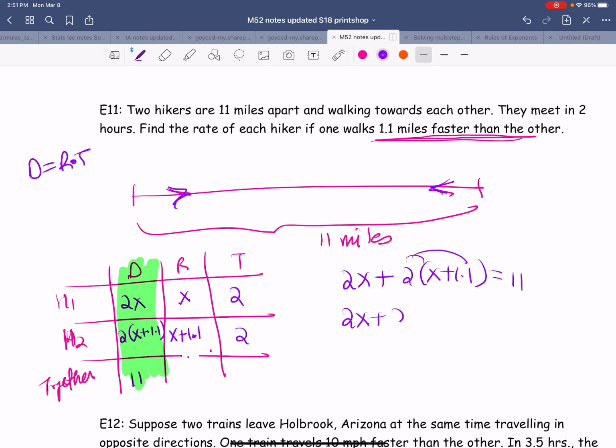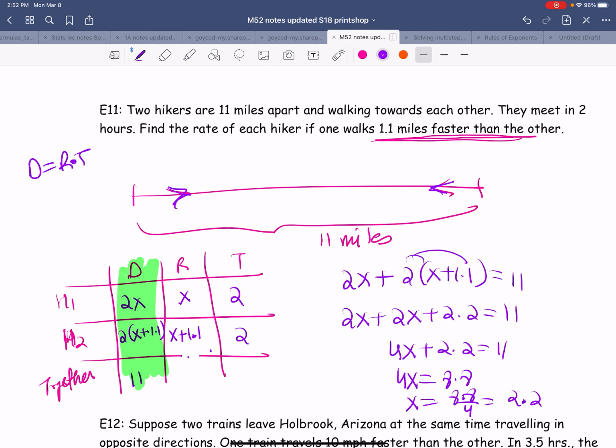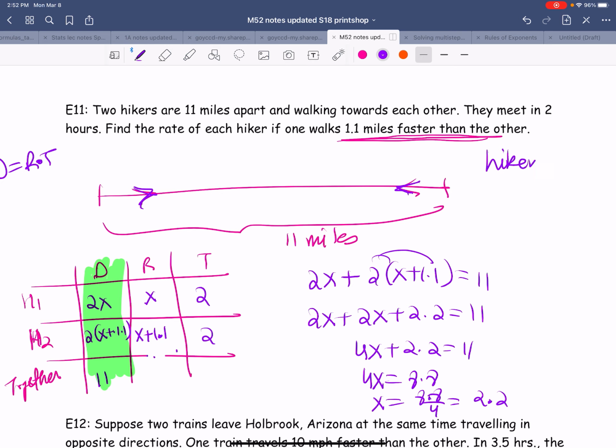Let us go ahead and distribute. So 2x plus 2.2 equals 11. 4x plus 2.2 equals 11. We would subtract 2.2 from both sides. 11 minus 2.2 is going to be 8.8. So 4x equals 8.8. x equals 8.8 divided by 4, which turns out to be 2.2. Okay, so that means hiker 1 walks at 2.2 miles per hour.